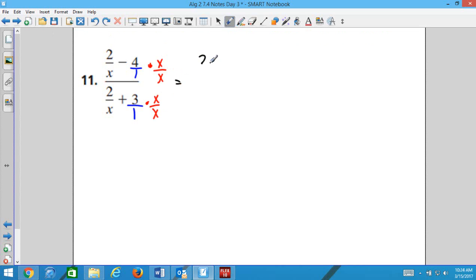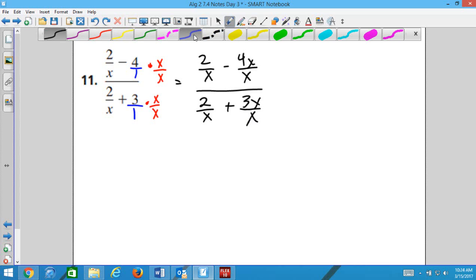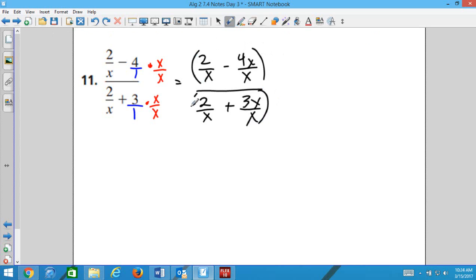So on top, we should have 2 over x minus 4x over x. And on the bottom, we should have 2 over x plus 3x over x. Can I cancel the 2 over x's? Can I just cancel them out? No. These are binomials. You cannot cancel part of the binomial.